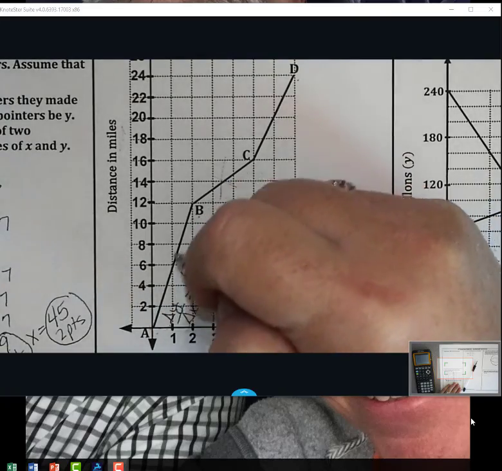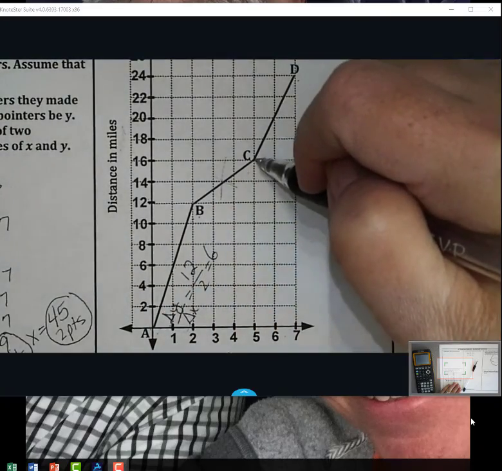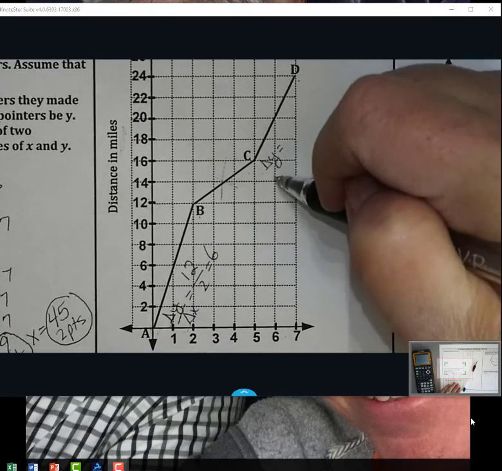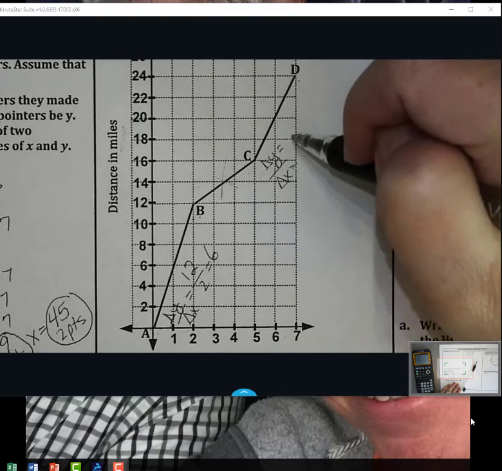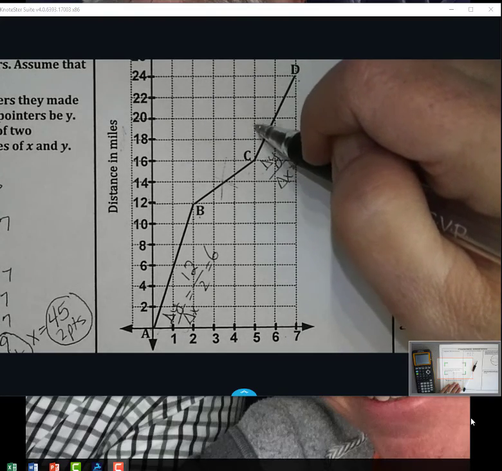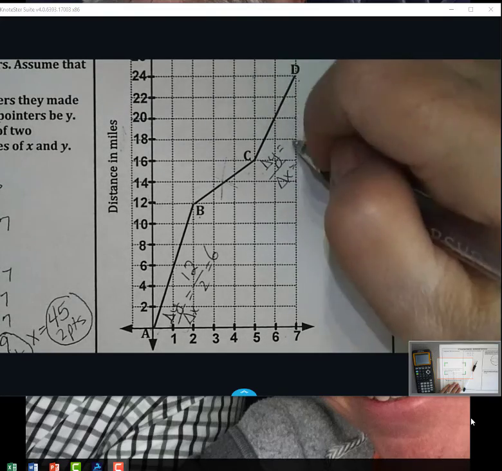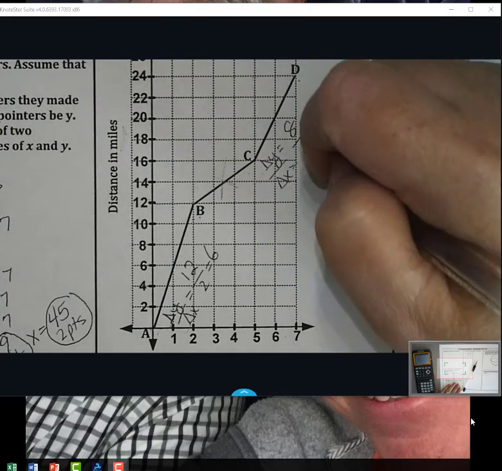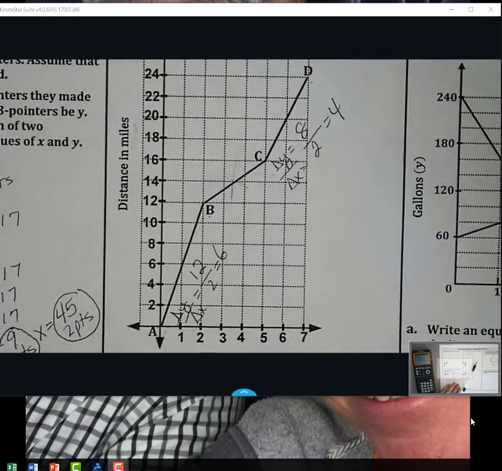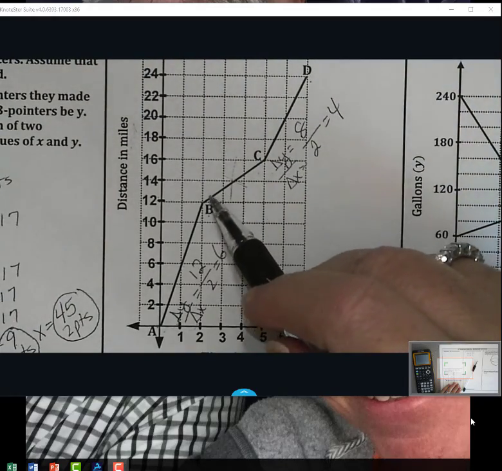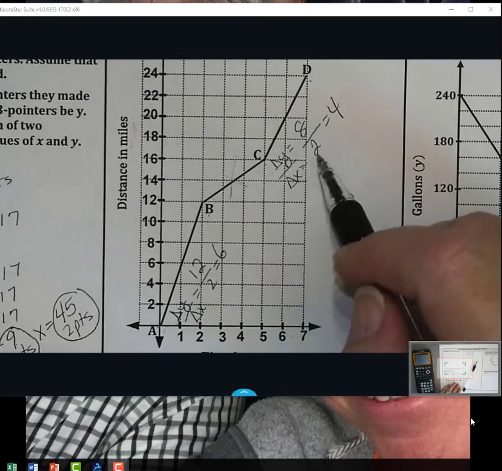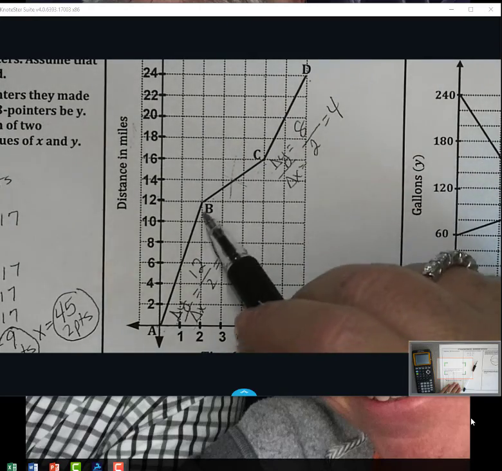So this has a slope of 6. This has a slope of the change in y over the change in x, which would be 2, 4, 6, 8 over 1, 2. That equals 4. Okay? You could do the same thing here to confirm with yourself that this slope is going to be less than this slope and this slope.